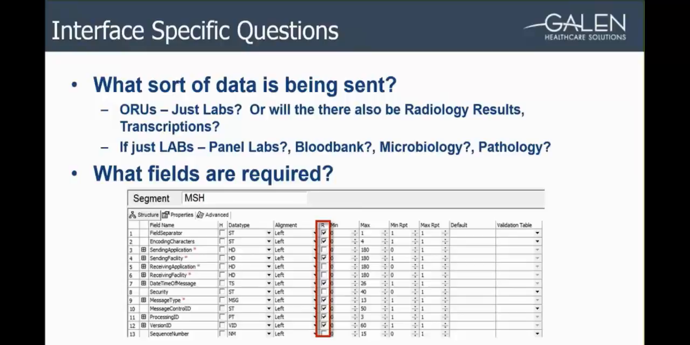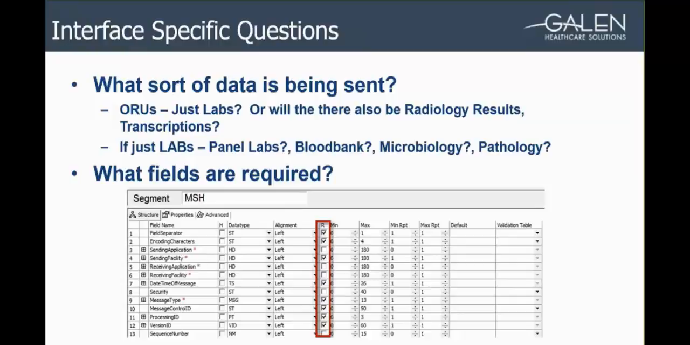What fields will be populated in the message? Depending on the interface engine vendor a particular HIE is working with, the version they're working with, and how that particular HIE has chosen to configure their system, some fields will be required in an HL7 message or CCD message, and most won't. It's important to ensure that fields that are required are always being populated.